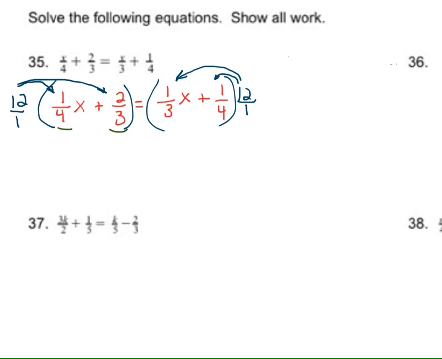So to show you all the math in detail, I certainly wouldn't show all this detail if I was doing this problem. You can see I'm taking 12 over 1 times each of the terms.